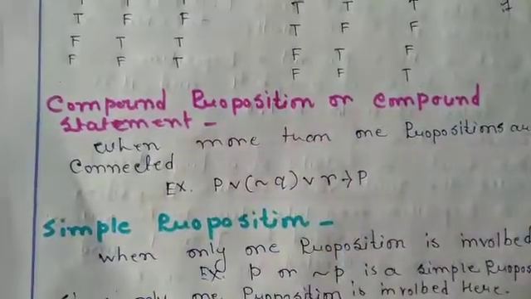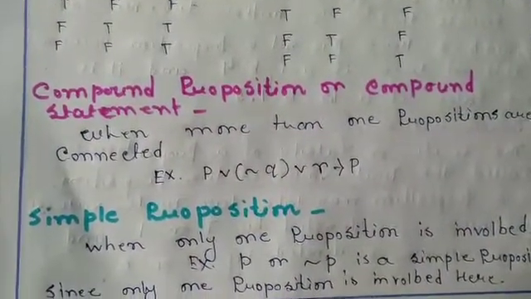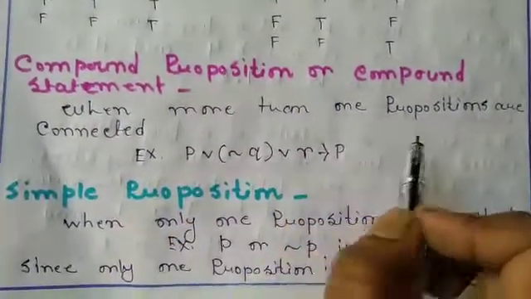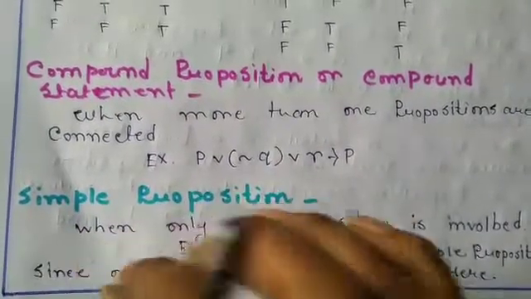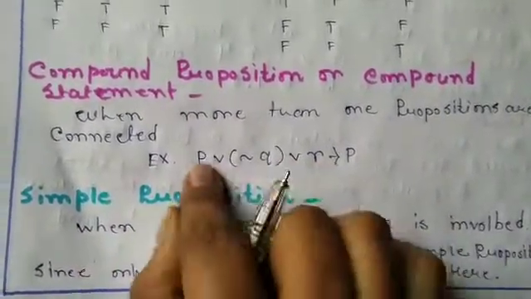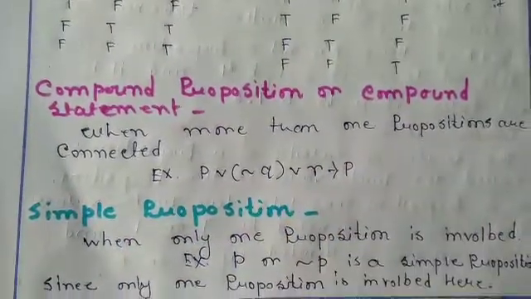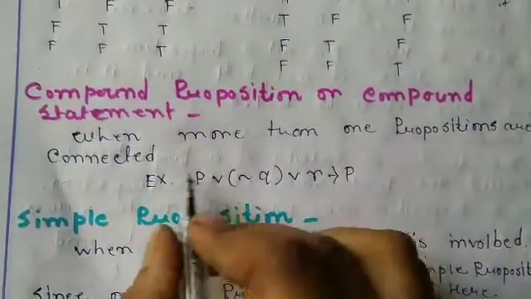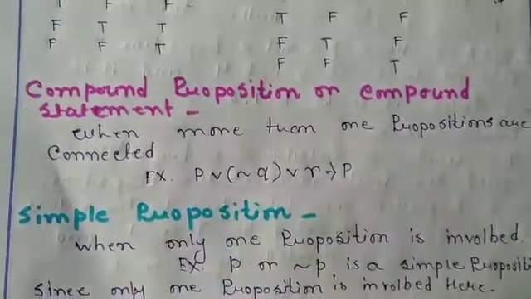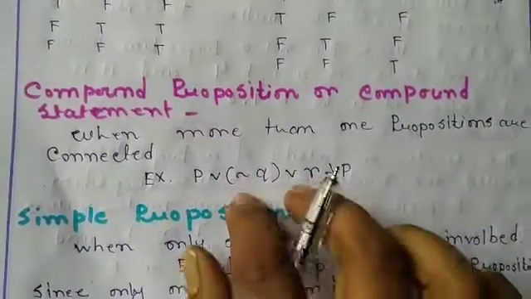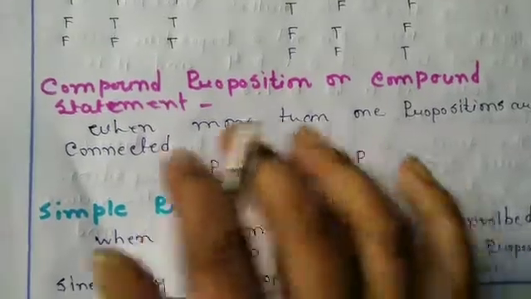So now I am coming to discuss compound propositions or compound statements. When more than one proposition is connected, it is called a compound proposition. Here P, Q, these are different propositions, and three different propositions are connected. So this is why it is a compound proposition.